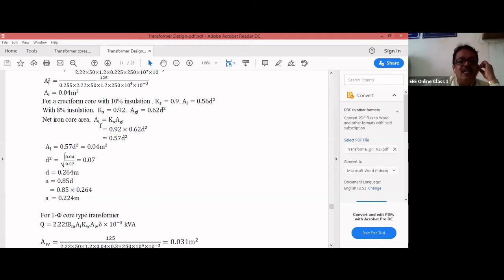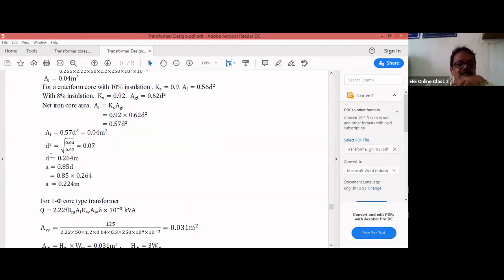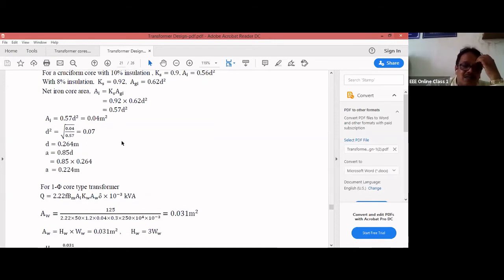So net iron area AI is equal to Ks into AGI. For 8% insulation, I got 0.57 D square. So calculate AI is equal to 0.57 D square. Calculate D here. D is the diameter of the circumscribing circle. What you got is 0.264. For cruciform core, A is equal to 0.85 D, the width of largest stamping. In that analysis I have done, A is equal to 0.85 D. What is D here? 0.264.